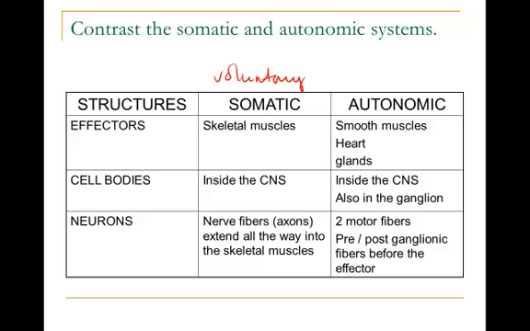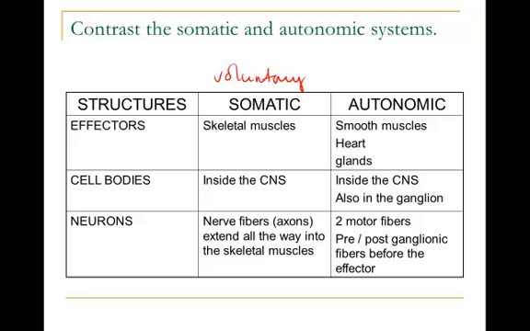If we look at where the cell bodies are, and I'm going to go to a picture in just a minute, the cell bodies are inside the CNS for the voluntary piece, the somatic, versus inside the CNS and also in the ganglion for the autonomic. And remember, ganglia are collections of cell bodies that are outside the CNS. And finally, the nerve fibers. So the axons primarily is what we're talking about there. There are some dendrites that are associated, and the axons extend all the way to the skeletal muscles. It's one piece. There's no interruption.